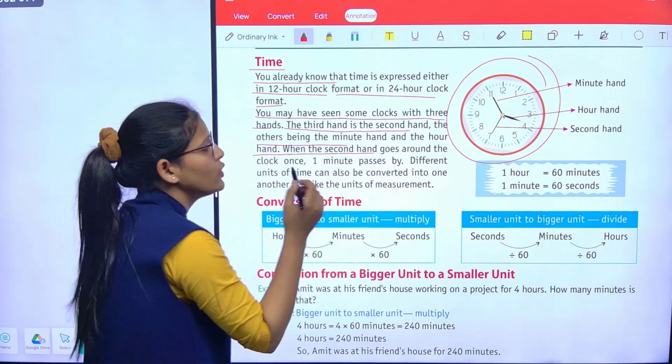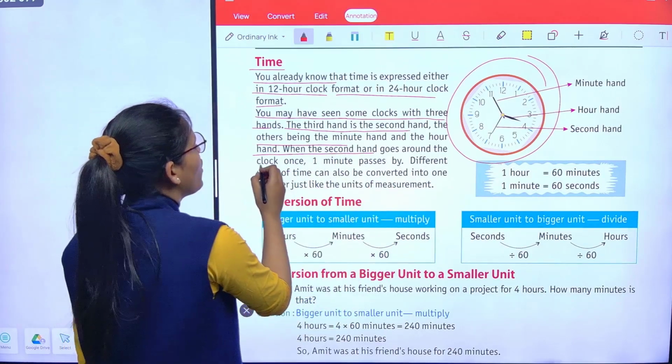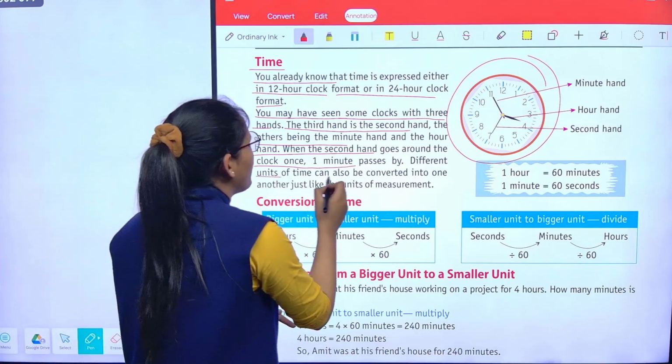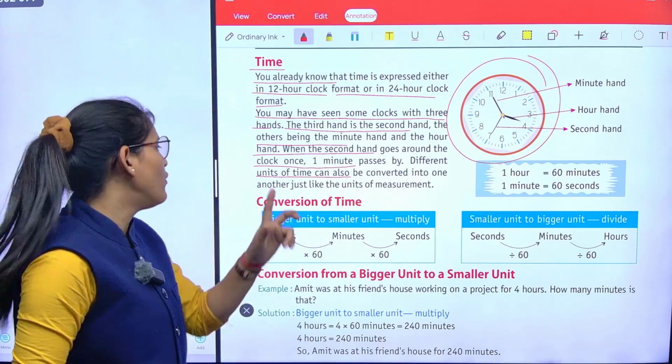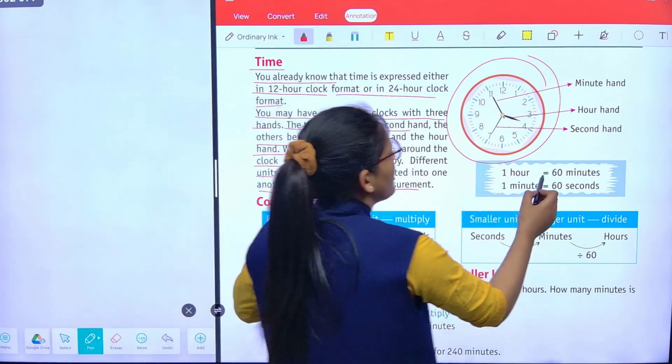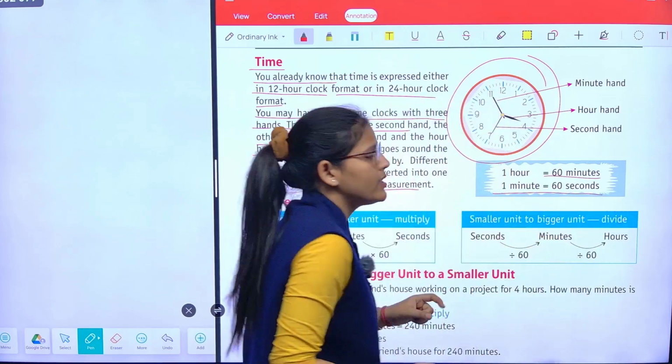When the second hand goes around the clock once, 1 minute has passed by. Different units of time can also be converted into one another, just like the units of measurement. 1 hour is equal to 60 minutes, 1 minute is equal to 60 seconds.